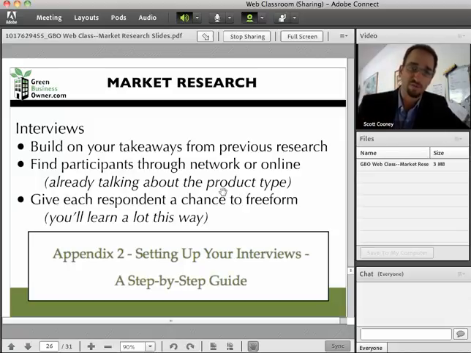You want to build, again, as this gets more expensive and more time intensive on your part, you want to have most of those preliminary questions that you set out at the beginning kind of answered. And you want to just build from there. You want to build on the takeaways from that and find the next level of data, the next level of information. So you can find participants through your network, online, people who are already talking about the product.